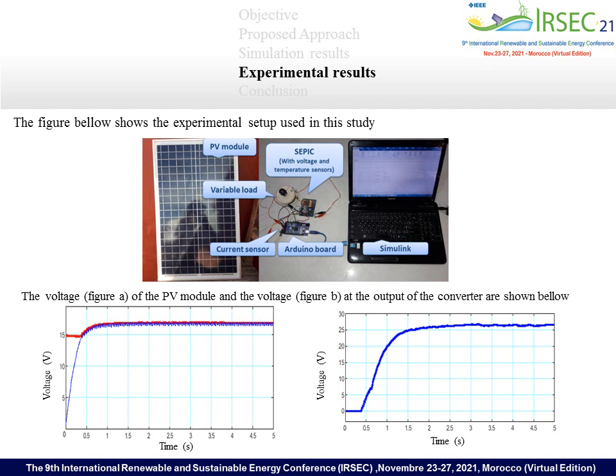It can be seen from figure A that the proposed method tracks successfully the reference voltage in 75 milliseconds. Thus, the module has been forced to work at its maximum power points. In addition, figure B shows that the output voltage has been increased from 17 volts to 28 volts. In this case, the SEPIC converter was configured to work as a boost converter, which is widely used in power conversion system applications.